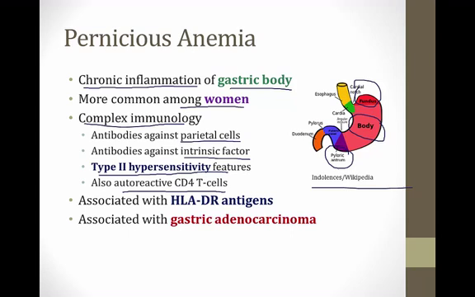Like many autoimmune diseases, it's associated with certain HLA antigens. In the case of pernicious anemia, it's been associated with a number of different HLA-DR antigens. If you want to understand this more, watch the module on transplants in immunology. And then finally, because there's chronic inflammation, there's an increased risk of gastric adenocarcinoma among patients who have pernicious anemia.